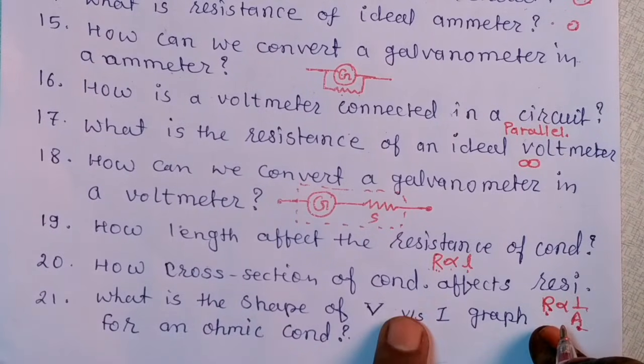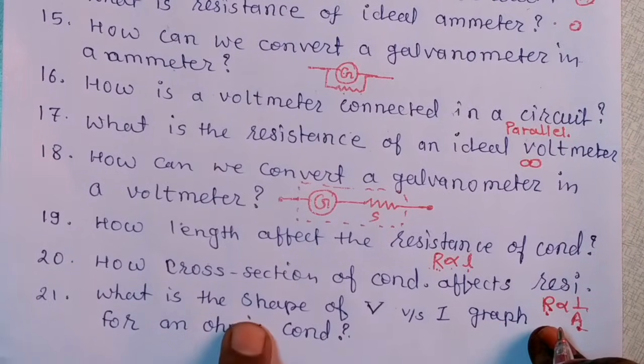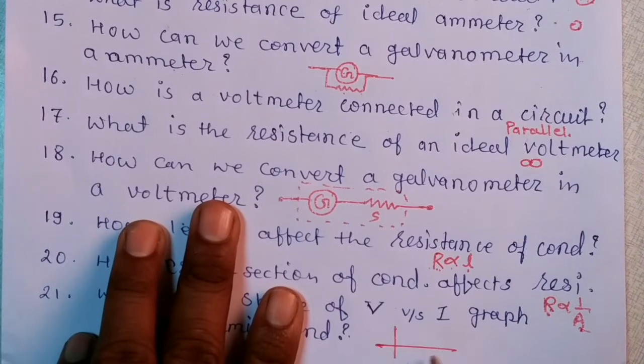What is the V versus I graph for an ohmic conductor? For an ohmic conductor, this graph will be a straight line, meaning linear.